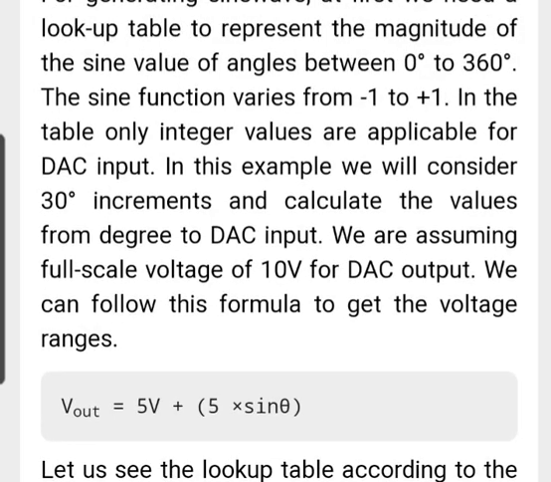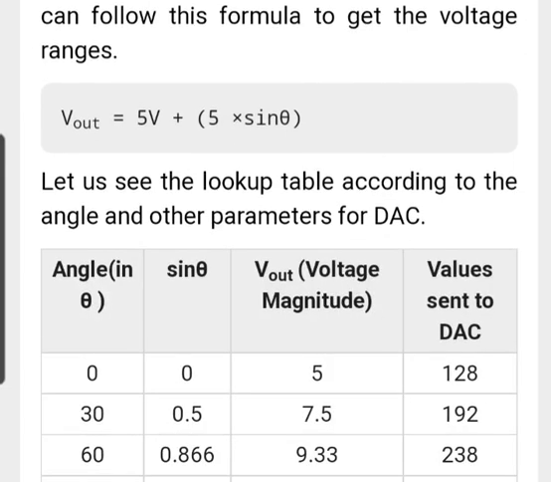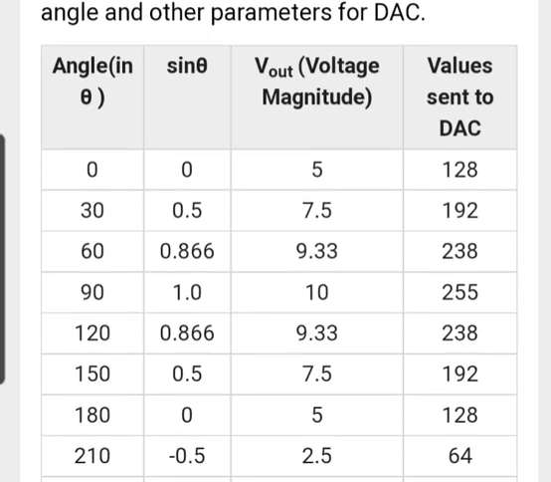Now the sine function varies from -1 to +1. In the table only integer values are applicable for DAC input, and we will consider a 30 degree increment and calculate the values from degree to DAC input. We assume a full scale voltage of 10 volt for the DAC output, and we can use the formula to get the voltage range as V out equal to 5 volt plus 5 into sin theta.